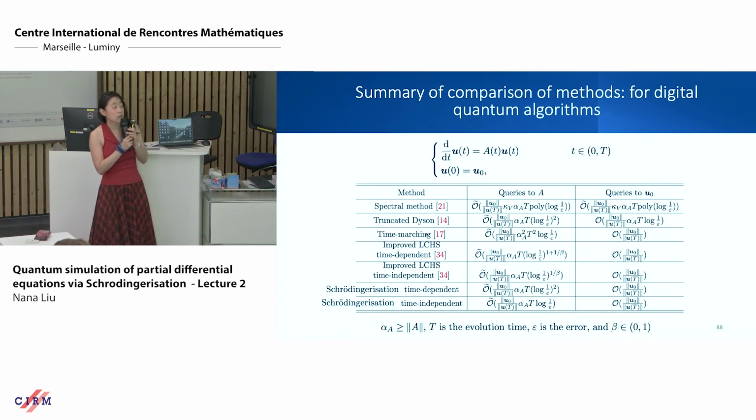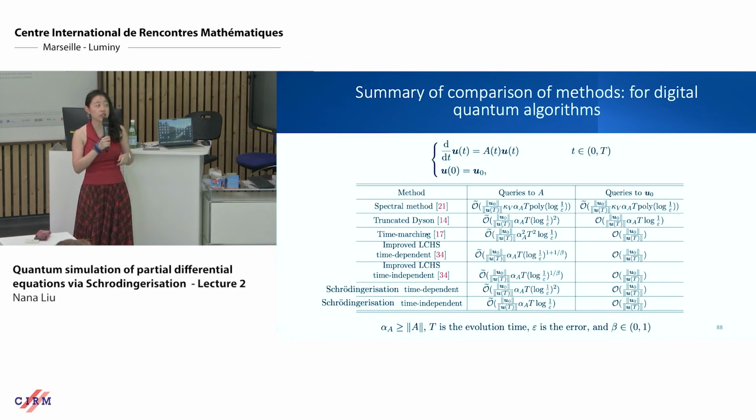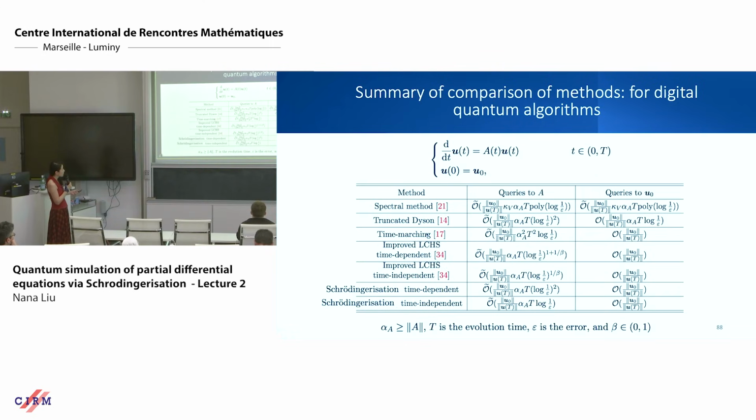So here is a summary of comparison. If you remember, if we're completely looking into the discretization scheme, then in principle we can turn this into a linear algebra problem or directly use block encoding, where we have square roots of things and squares. Now this is a comparison of the queries to A and the queries to the initial condition. And we see here that with Schrodingerisation, we do better than the other ones.